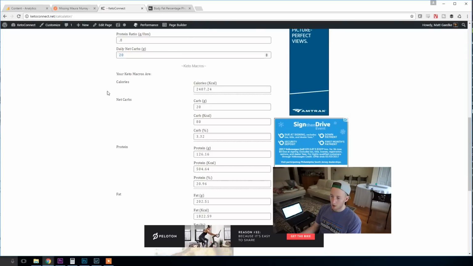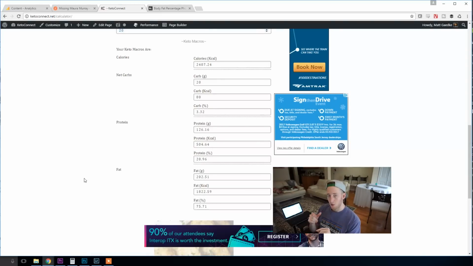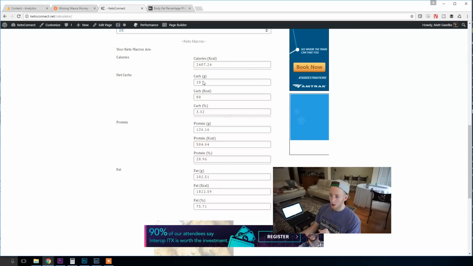And then this outputs your calories, net carbs, protein, and fat that you should be eating every day. This was a really important part that I wanted to get on the calculator. It shows your carbs, protein, and fat in grams, in calories, and also as a percentage of your daily calories. So for example, carbs, I'm having 20 grams of carbs a day, which will be 80 calories from carbs, and that is 3.32% of my daily caloric intake.